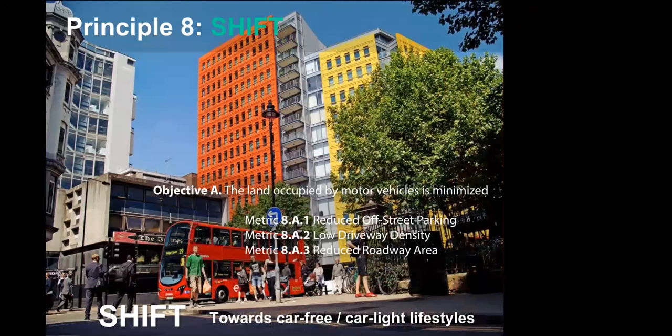And finally, the last principle, shift. So shift is quite metaphorical to me. But it's basically shifting from an area that favors use of infrastructure for cars towards infrastructure for pedestrians and cycleways. So we have three metrics within this principle.